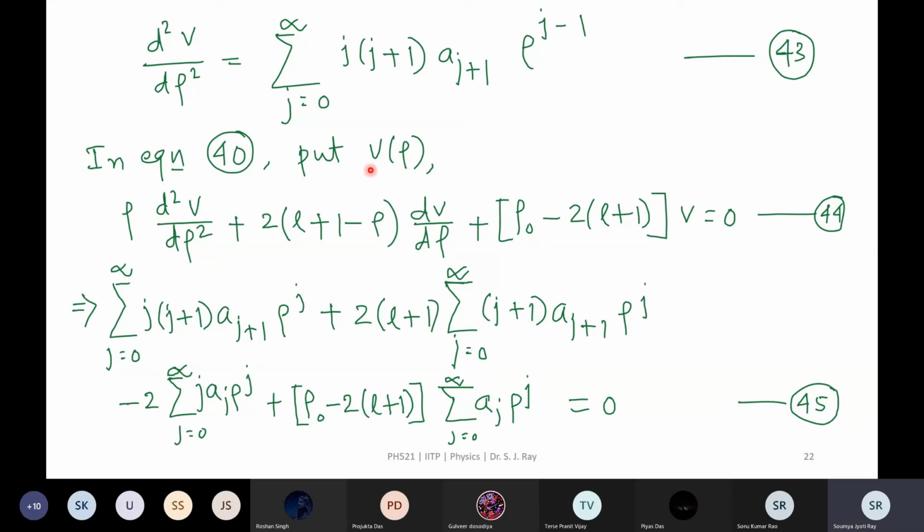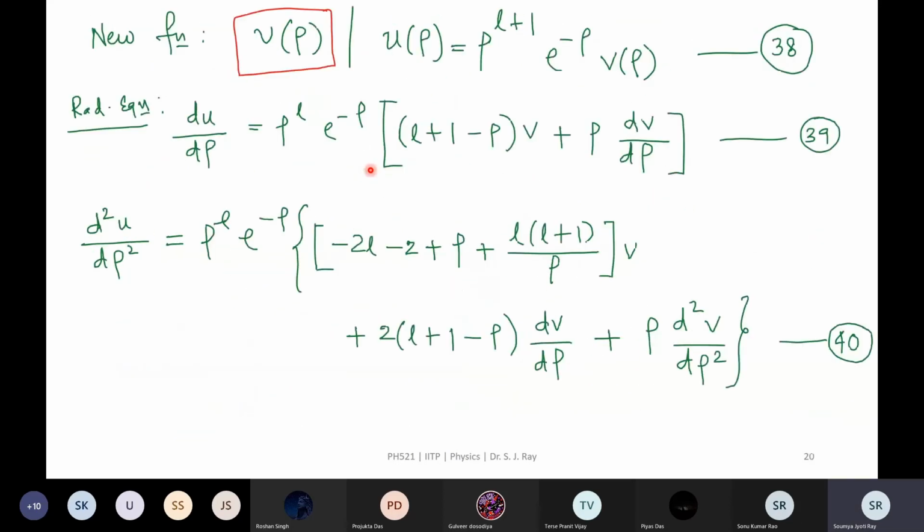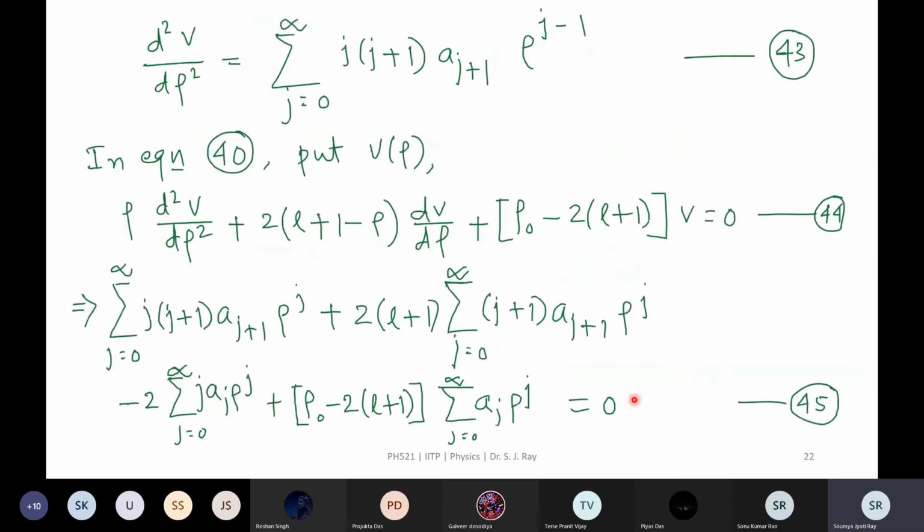Now in equation 40, we will put v of rho. So we have d2v d rho square and dv d rho. If we put all of this in, then we get this equation: rho times d2v d rho square plus 2 times (L plus 1 minus rho) dv d rho plus (rho 0 minus 2 times (L plus 1)) times V will be equal to 0.